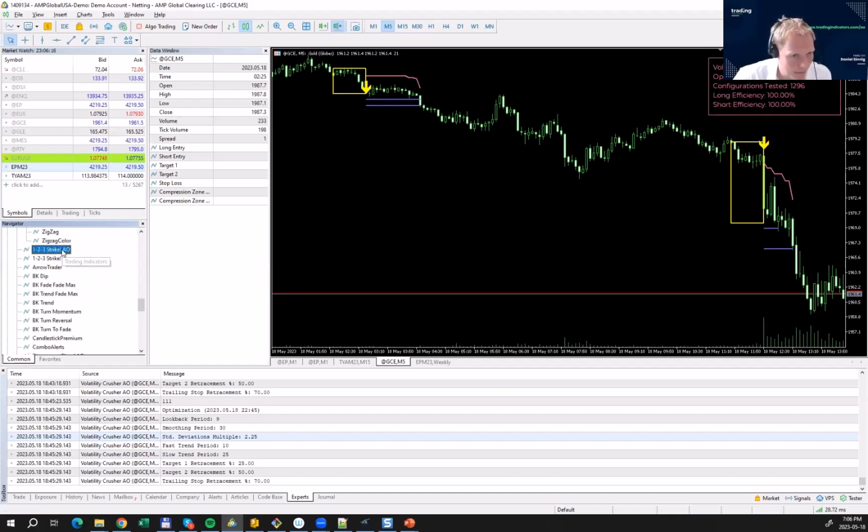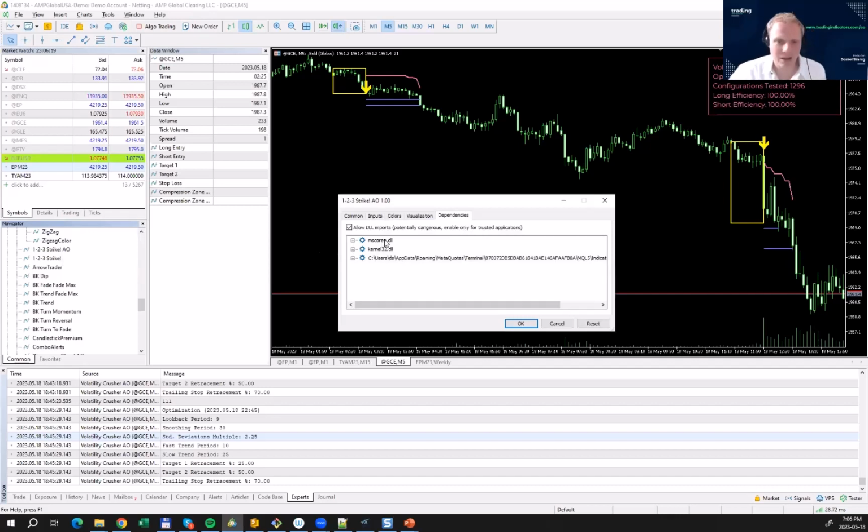But there's one more thing you need to do, just real quick. So let me just open up 1, 2, 3 strike here. There are 2 important things you need to do, actually 3. Under dependencies in your settings menu, you must check allow DLL imports. Otherwise, it will not even allow you to apply the indicator. Do not worry about the potentially dangerous warning. I assure you that our DLL is not dangerous. It's simply there to calculate certain aspects of the indicator. So this must be checked.